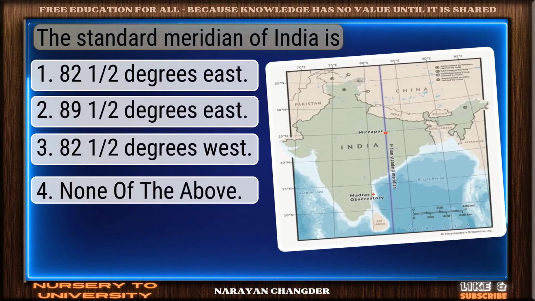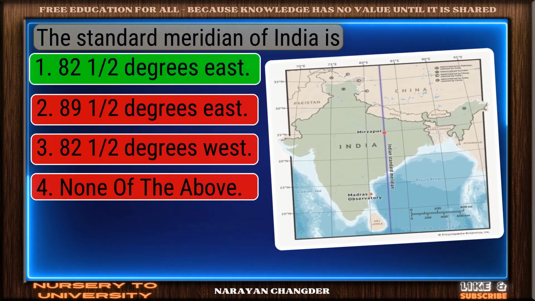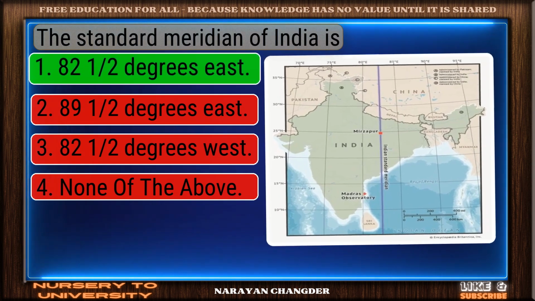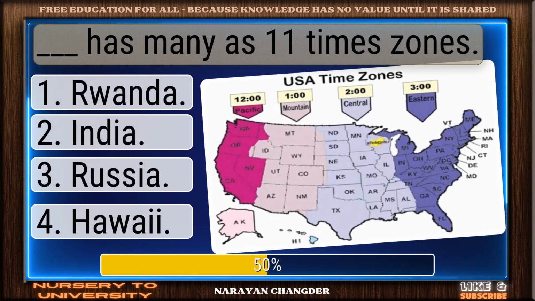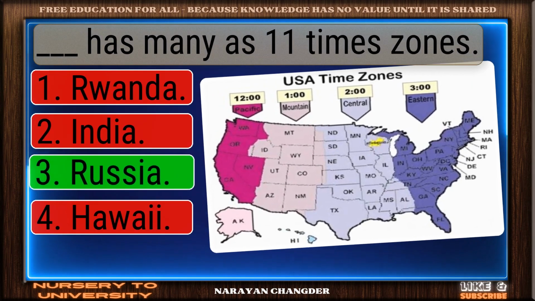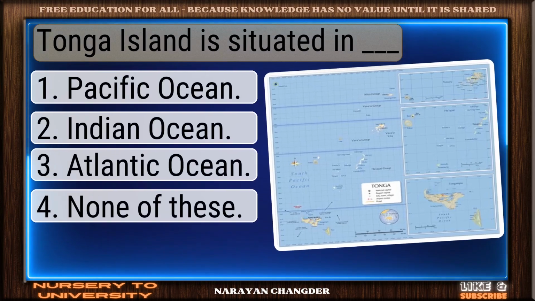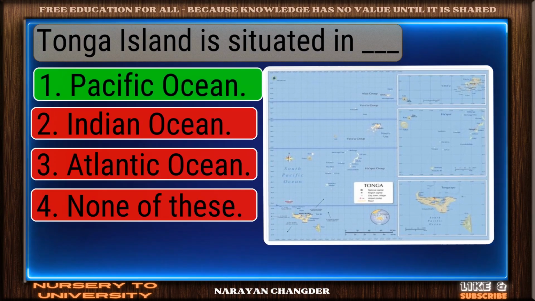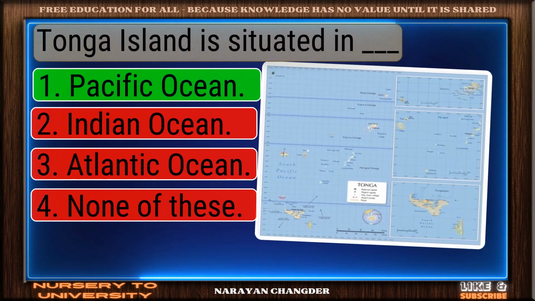The standard meridian of India is? Great job. 82.5 degrees east is the accurate answer. Dash has as many as 11 time zones. You got it. Your choice Russia is right. Tonga Island is situated in dash. Correct. Pacific Ocean is the right answer.